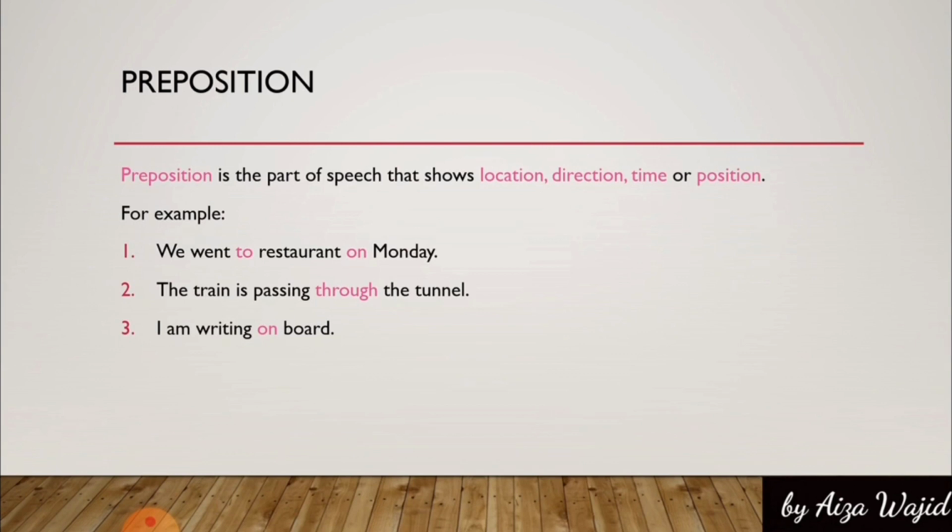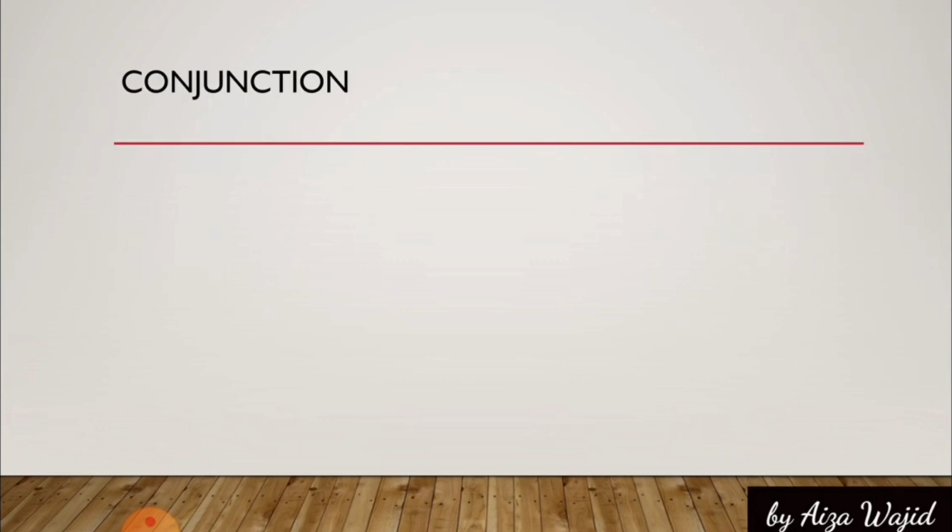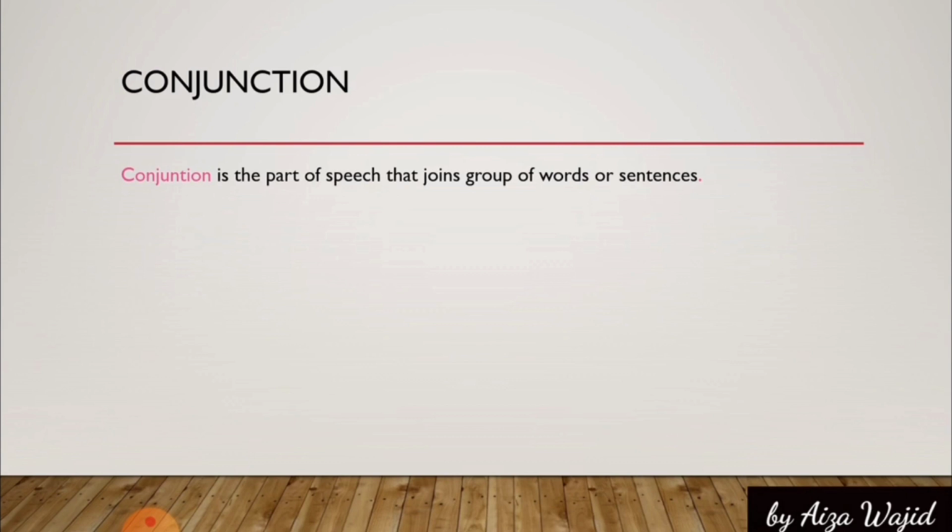Let's move to the next topic, that is conjunction. Conjunction is a part of speech that joins group of words or sentences. Oh wow, we have a conjunction in this sentence as well. Can you find out? Okay, I think you will find out after viewing the examples of conjunction. For example, I like ice cream and cold coffee. Oh, it is joining something? Yes, it is joining two different meals, ice cream and cold coffee.